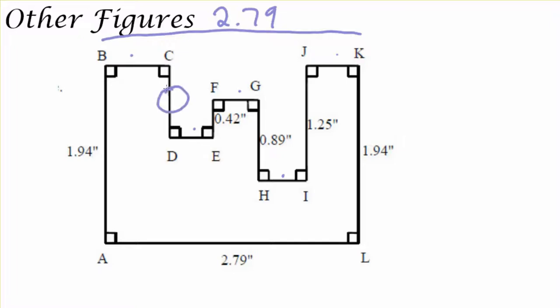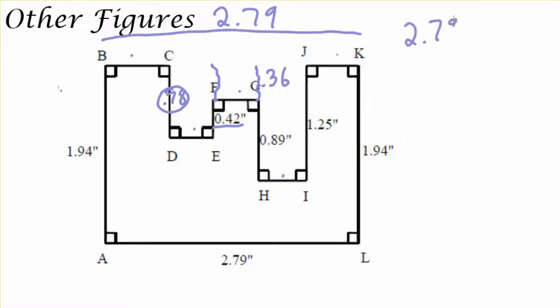In order to find CD, I know that CD is essentially this distance from C to F and FE. So to find that distance out in space from C to F, I'm going to take IJ, 1.25, and subtract GH, 0.89. So I'm going to get 0.36 and add 0.42. So that section CD is 0.78.